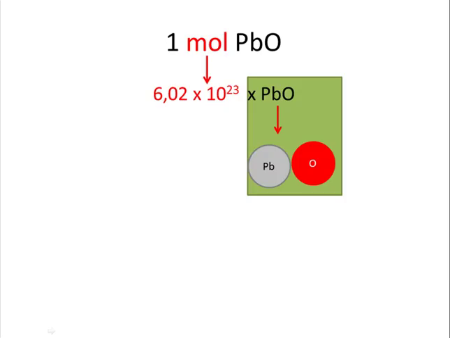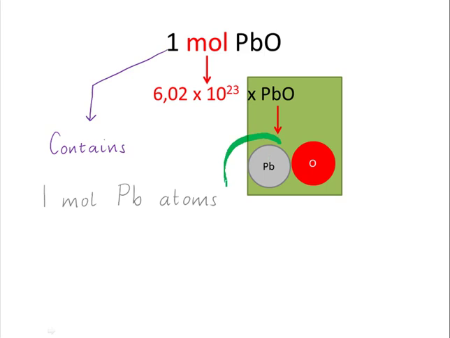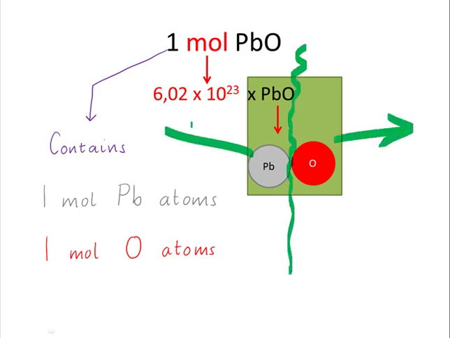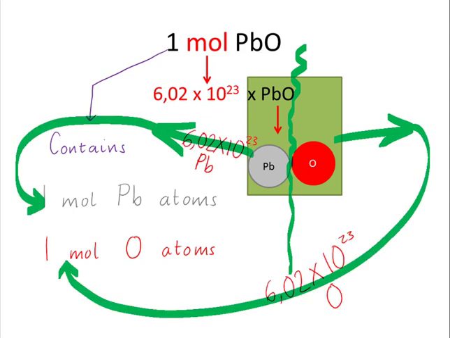1 mole of lead oxide molecules contains 1 mole of lead atoms and 1 mole of oxygen atoms. In other words, 6,02 times 10 to the power 23 PbO, lead oxide, molecules. If you were to pull the Pb away from the O, the lead atoms away from the oxygen atoms, you would then have 2 piles, each with 6,02 times 10 to the power 23 things in, particles.